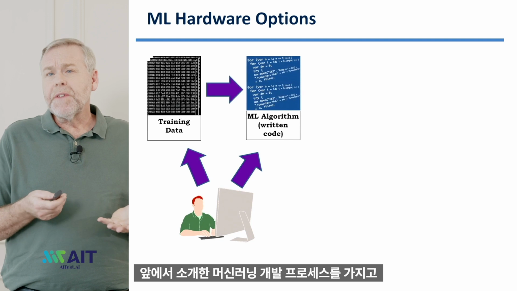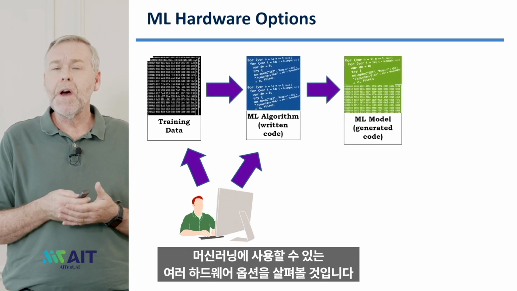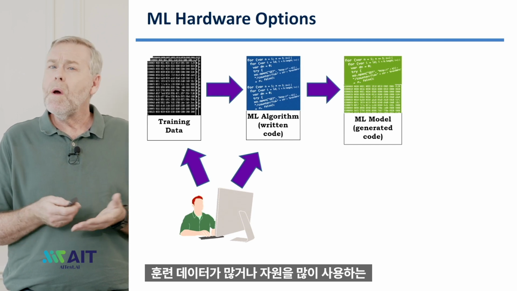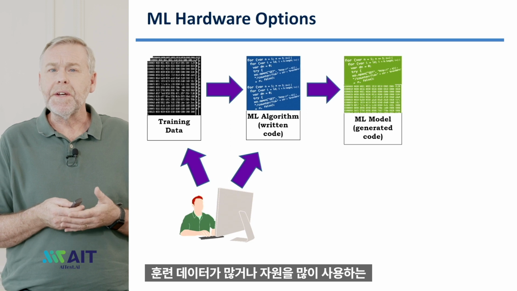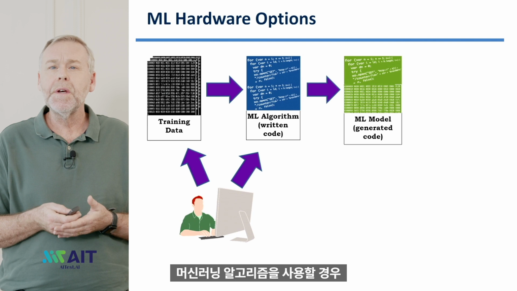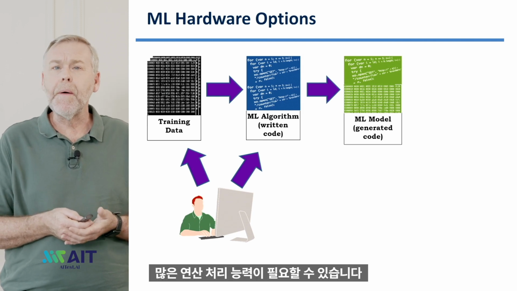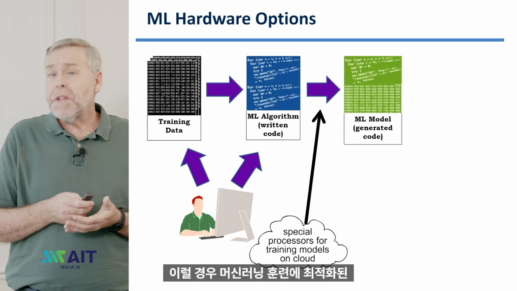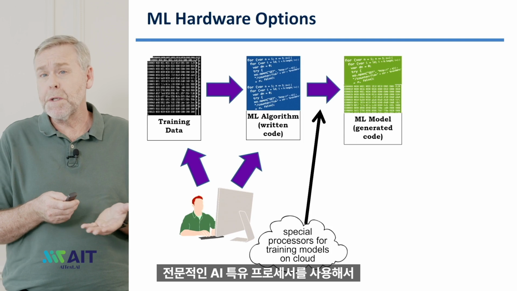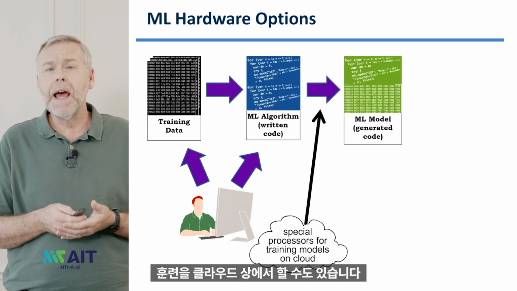We will use the previously introduced process for machine learning development to put some of the different hardware options for machine learning in context. When there is a large volume of training data, or a resource-intensive machine learning algorithm is used, the training of the machine learning model can require a lot of processing power. If this is the case, then specialist AI-specific processors that are optimized for machine learning training may be used to conduct the training on the cloud.